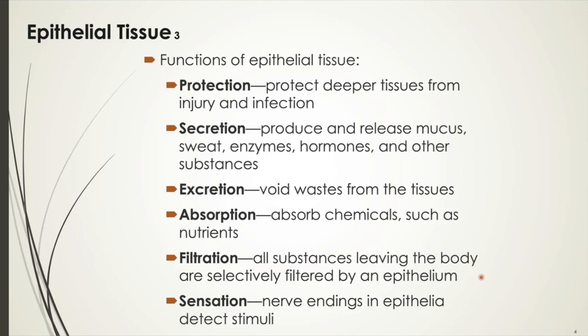Filtration. So all of the substances that are going to leave the body are going to be selectively filtered by epithelial tissues, because you don't want just anything getting out of the body. The body needs to be selective on what it allows to leave and what it's going to keep. Last but not least, sensation. Your epithelial tissues are going to contain nerve endings, and they're going to detect stimulus. That stimulus could be tactile stimulus. That stimulus could be chemical stimulus. We'll get more into that as we go a little bit further.